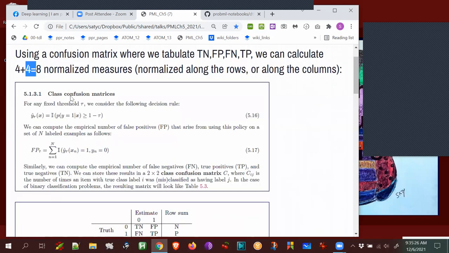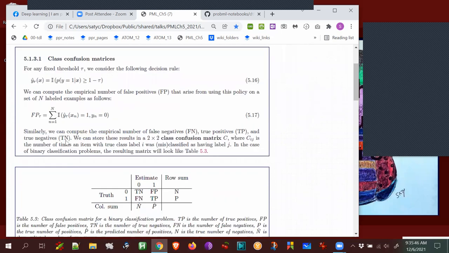Okay, so first of all, here's the definition for the confusion matrix right there. When you have a threshold, you can always make the confusion matrix. It'll be dependent on that. So for the threshold, you can see how many false positives you get, and then out of n labels, you also find the true negatives.